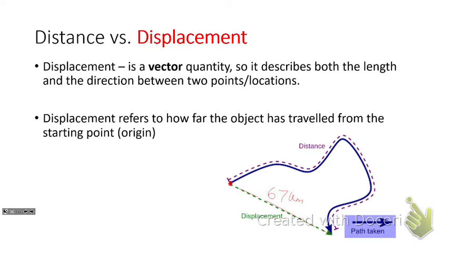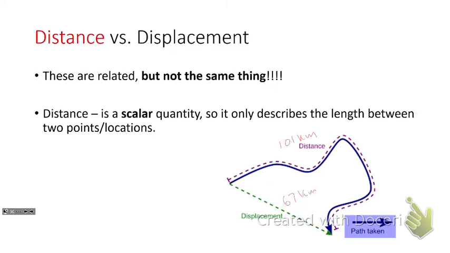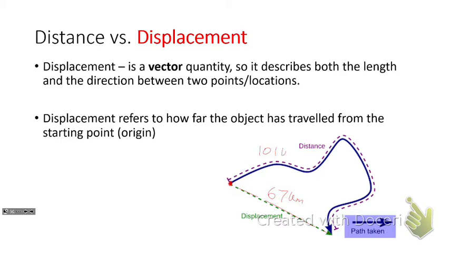Right now I would be 67 kilometers away from home, right? Even though I traveled, what did I say, 101 kilometers, my displacement is still going to be 67 kilometers. So displacement does not equal distance. Related, but different.